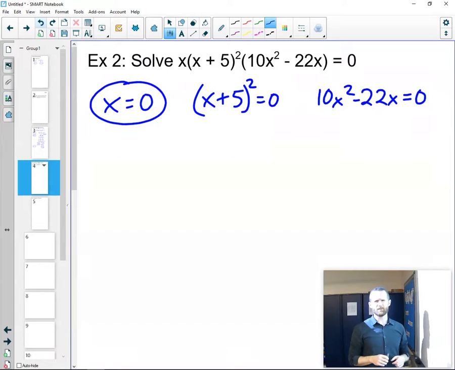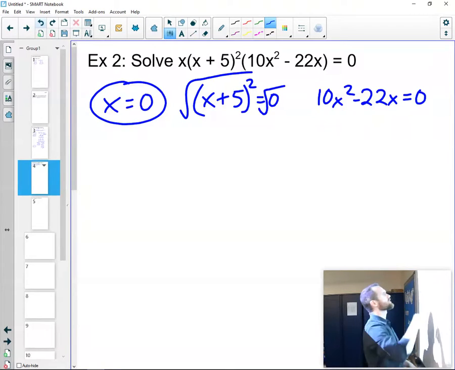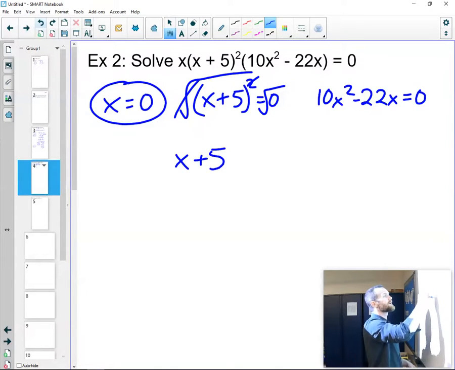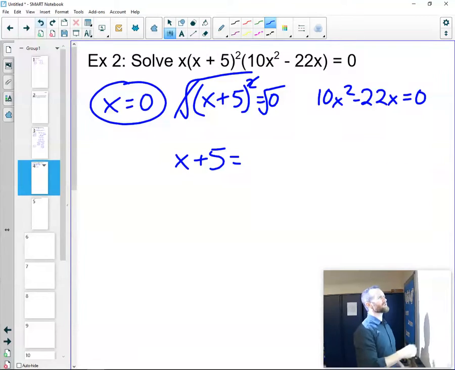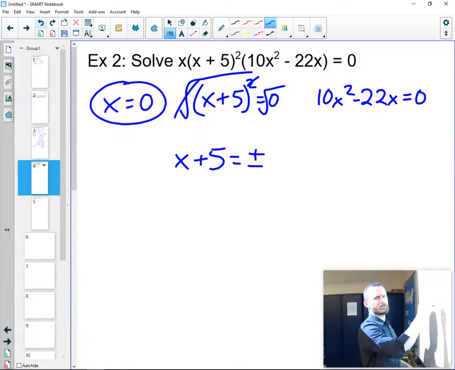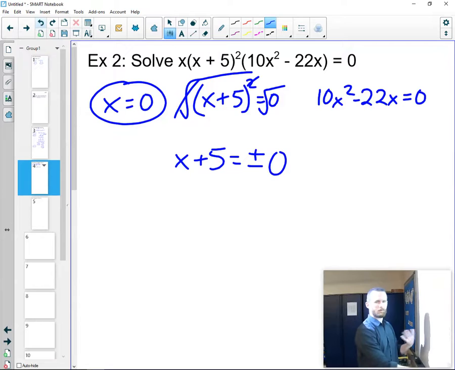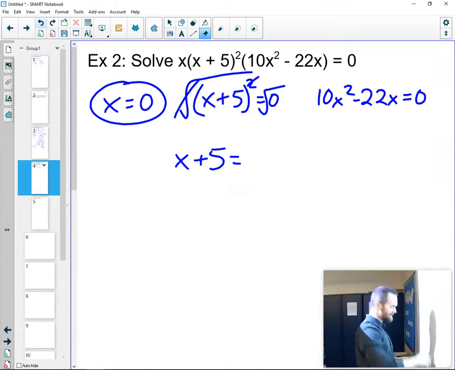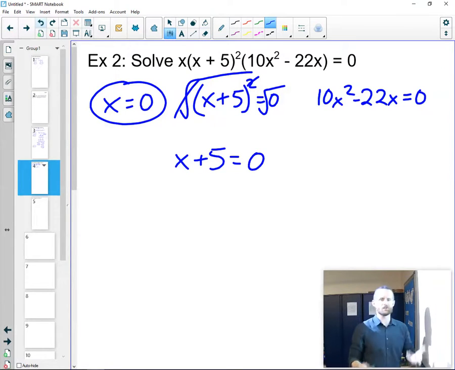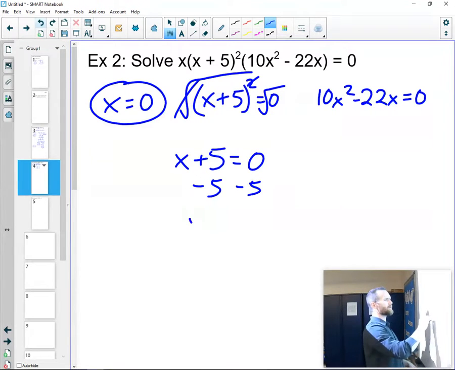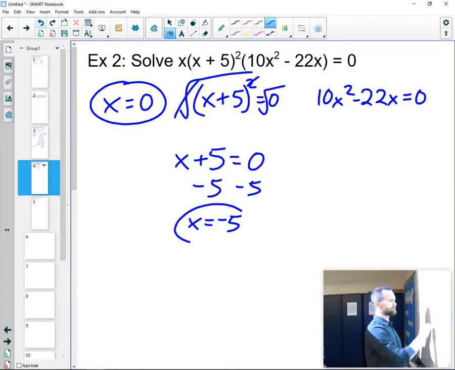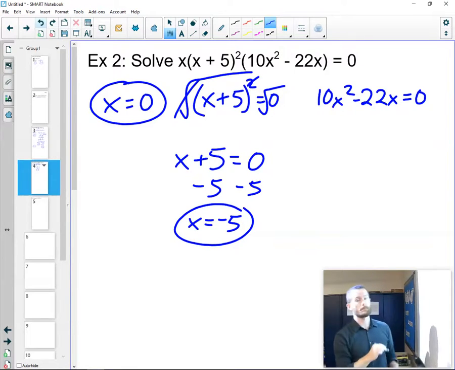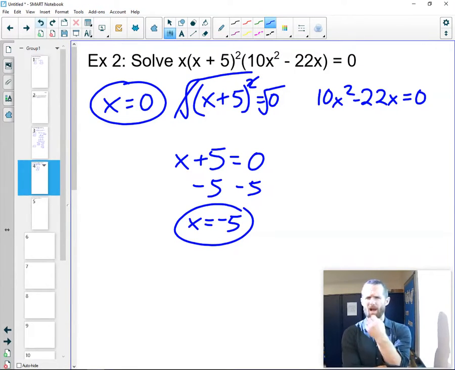The second one, x plus 5 squared, so we have to undo that power of 2. We can just take the square root of both sides, so that'll cancel out the power of 2. We get x plus 5 equals, the square root of 0 is 0. Now, normally we put a plus or minus, but we don't need that here because plus or minus 0 doesn't make any sense. It's neither positive or negative. It's just 0. And then we take away 5. And we end up with x equals negative 5. That's our second solution.